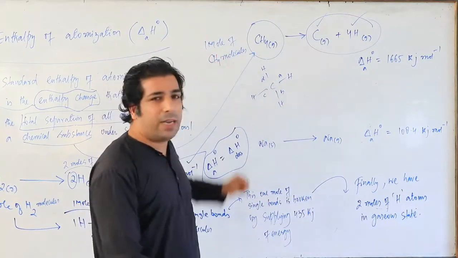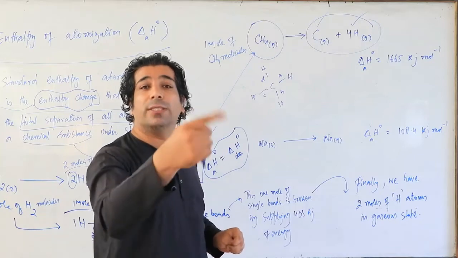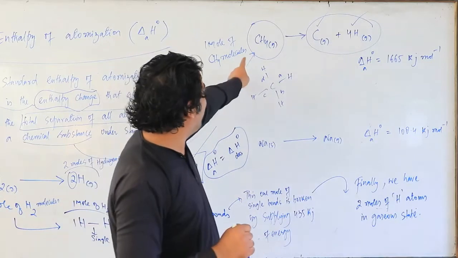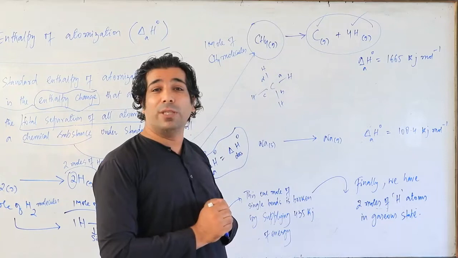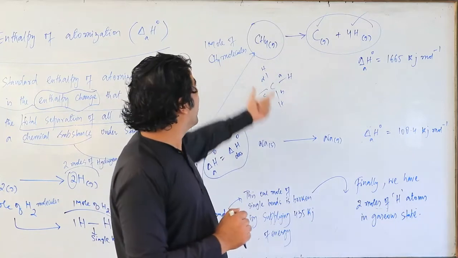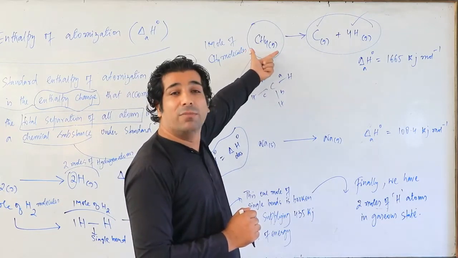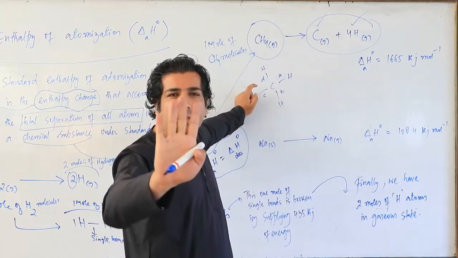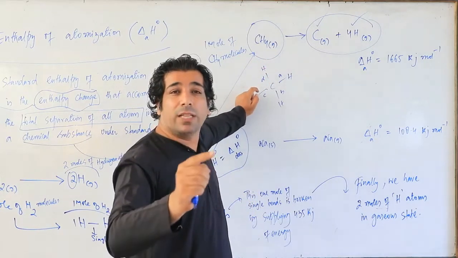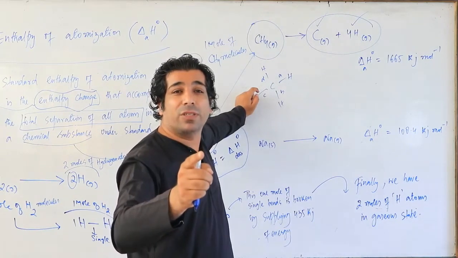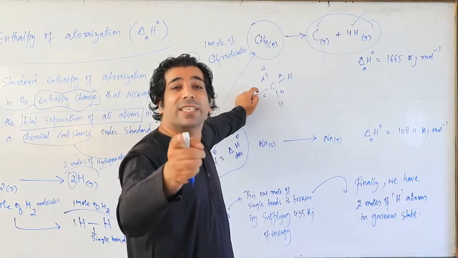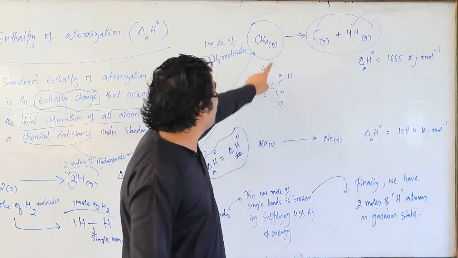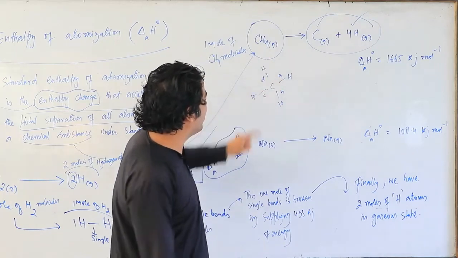In simple words, 1 molecule has 4 bonds. Then 1 mole will have how many bonds? 4 moles of bonds. So in case of 1 mole of methane, we will have 4 moles of the bonds, my dear friends. 1 molecule of methane has 4 bonds, then 1 mole of methane will have 4 moles of single bonds. So you have to break all these 4 moles of single bonds.